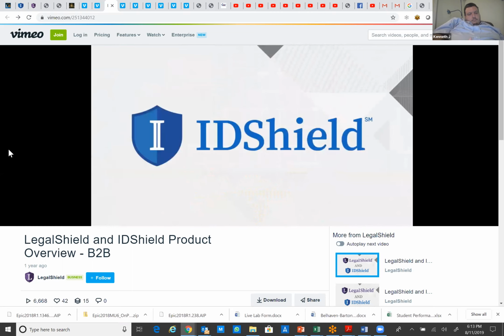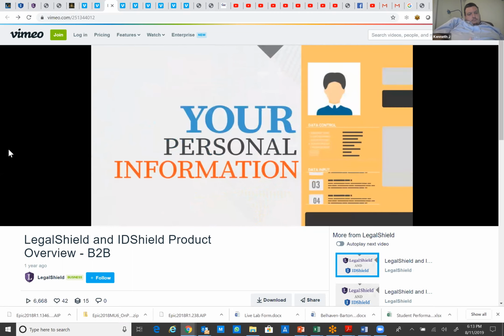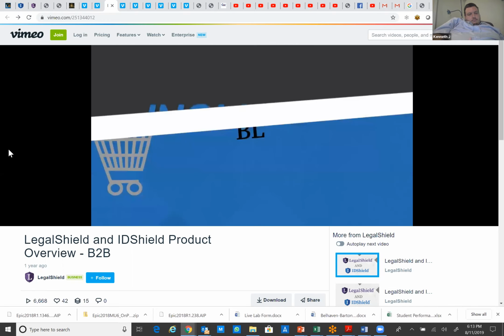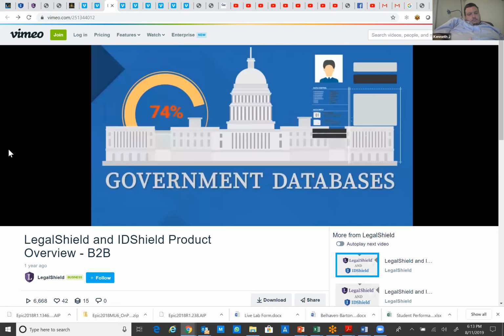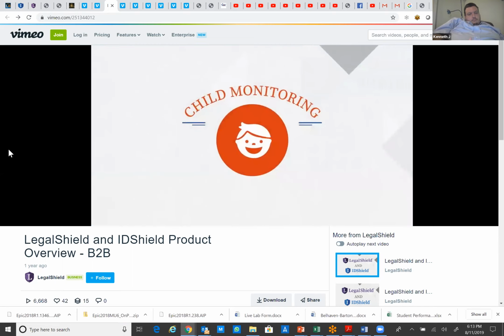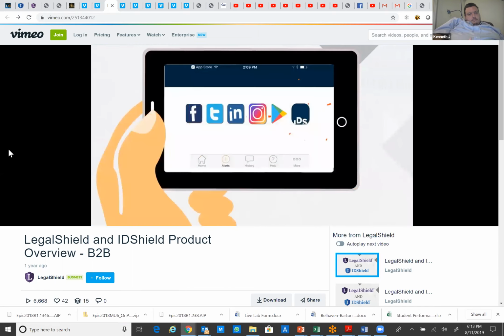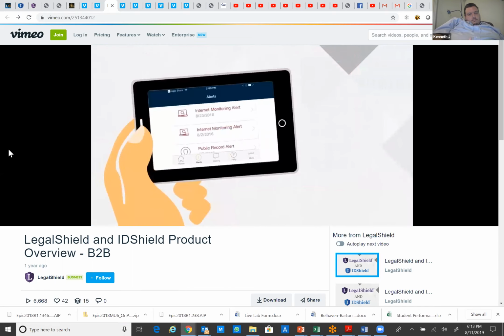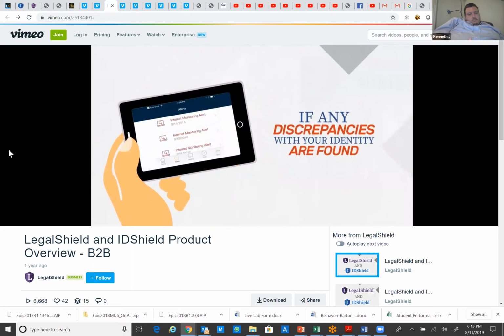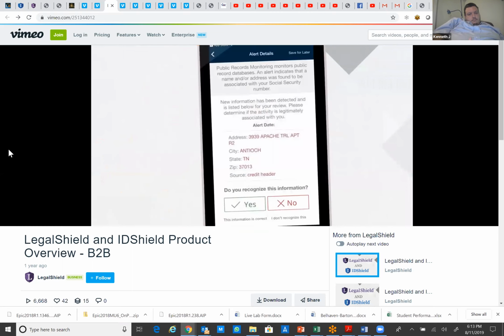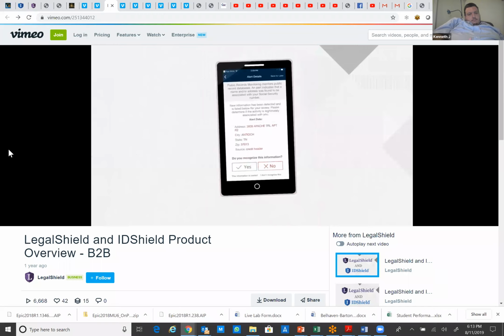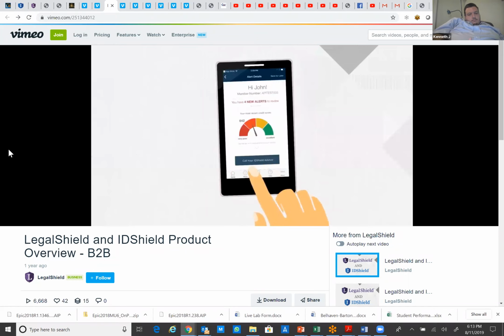With IDShield, your personal information will be monitored across the internet, including black market websites and government databases. We provide child, credit, and social media monitoring too. If any discrepancies with your identity are found, you'll receive an alert. You can use the IDShield mobile app to track your alerts and your credit score.